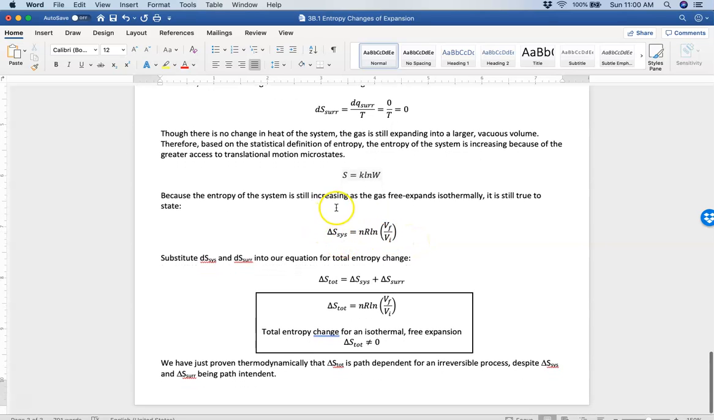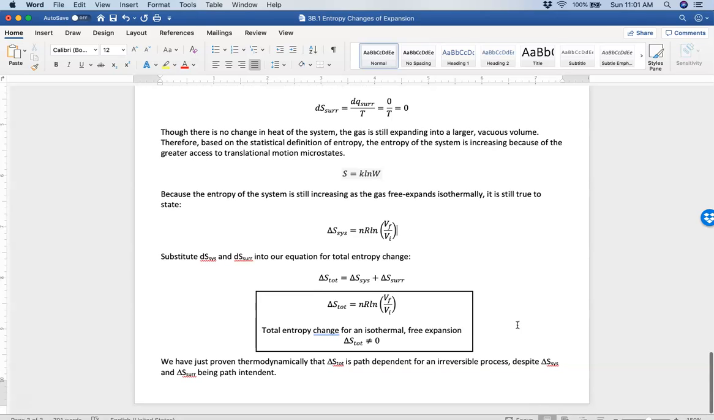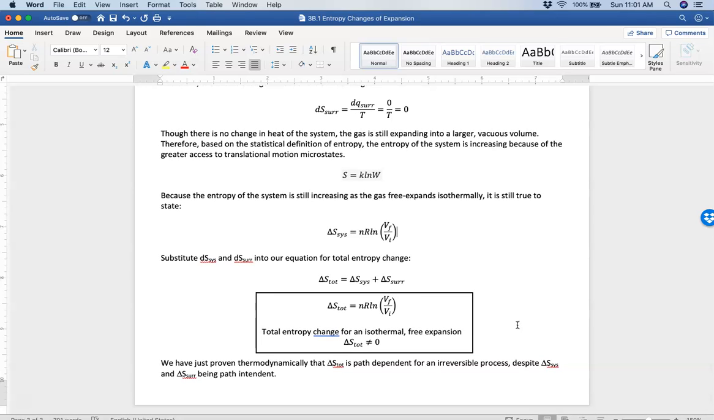So if we substitute back in our equations for delta S of the surroundings and delta S of the system back into our equation for delta S total, we find out that delta S surroundings is 0, so therefore the change in entropy total is actually equal to nR ln of the ratio, and therefore delta S total does not equal 0. Therefore, under these conditions, the delta S total is not a state function. So depending on what path we took, we could get a delta S equal to 0 or a delta S not equal to 0. So that means that the delta S total is going to be path independent.